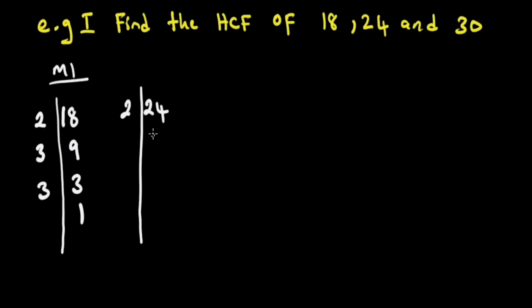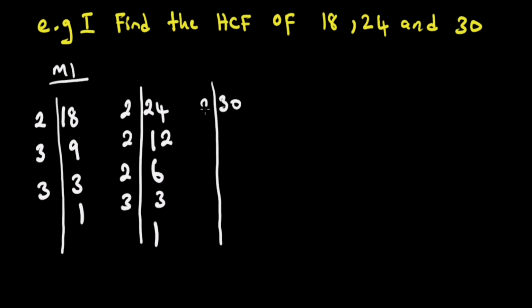2 again. 2 into 24 ndi 12. 2 into 12 ndi 6. 2 into 6 ndi 3. Then 3 into 3 ndi 1. Tiwataenda kuna 30. 2 into 30 ndi 15. 3 into 15 ndi 5. Then 5 into 5 ndi 1.